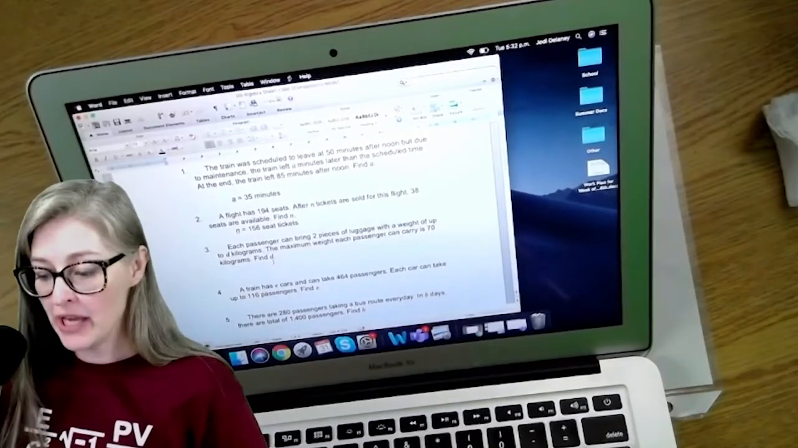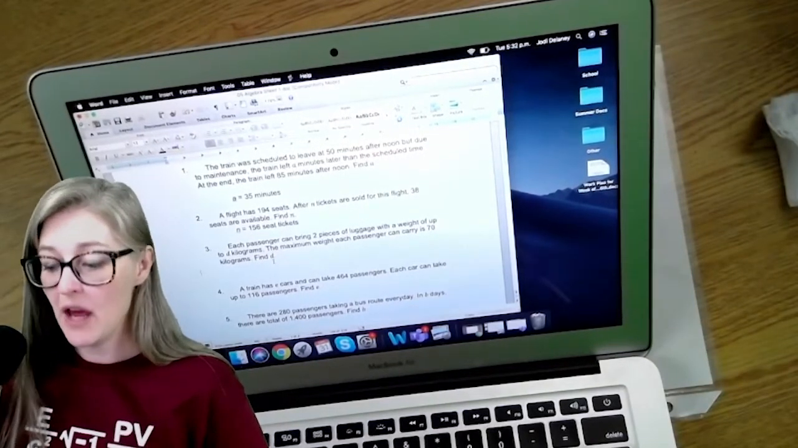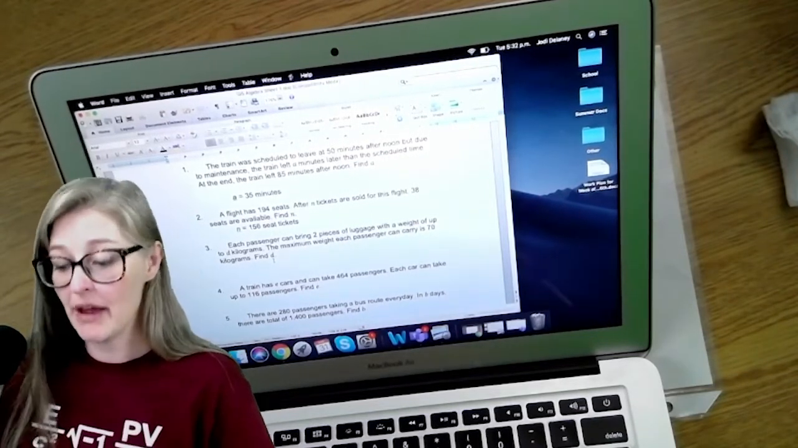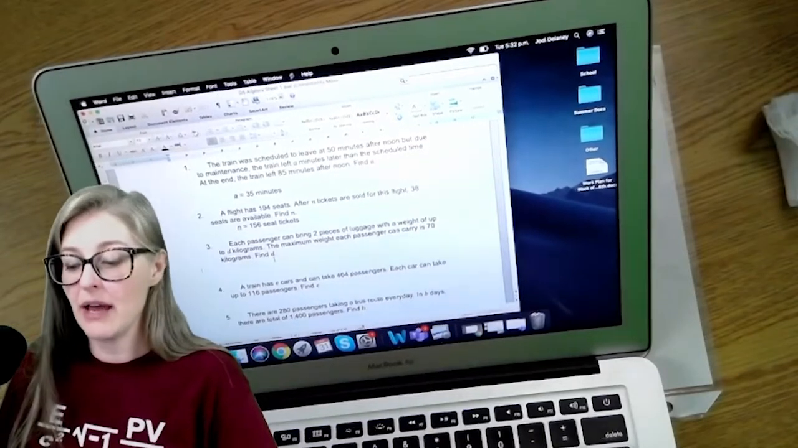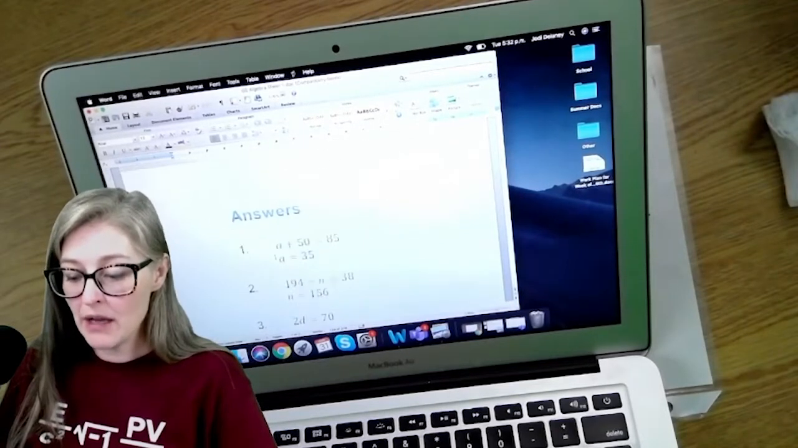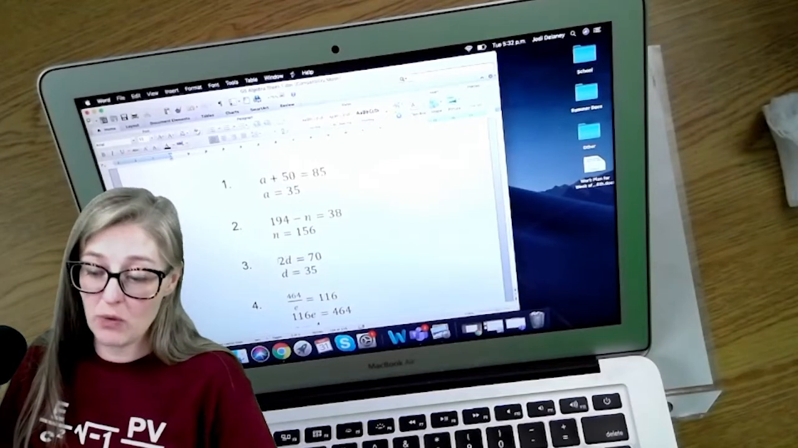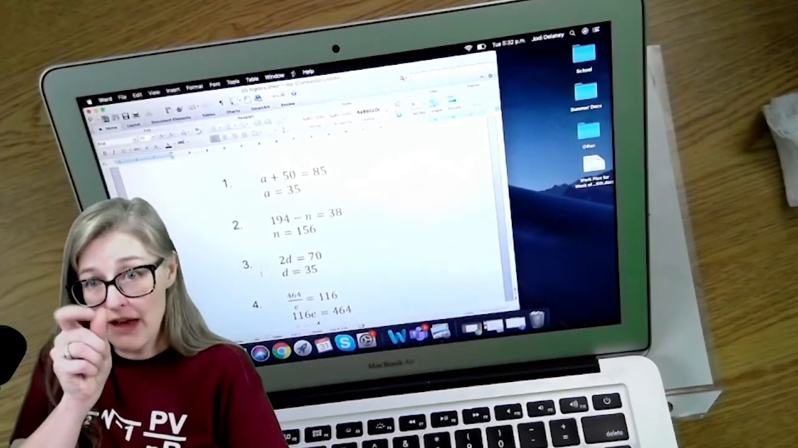All right, number 3. Each passenger can bring 2 pieces of luggage with a weight of up to D kilograms. The maximum weight each passenger can carry is 70 kilograms. Find D. Now, if you at any point are having a hard time figuring out what the situation equation might be, you can come down here and see what their suggested one is. Now, when you look at this, you're going to see 2 and D smashed together.